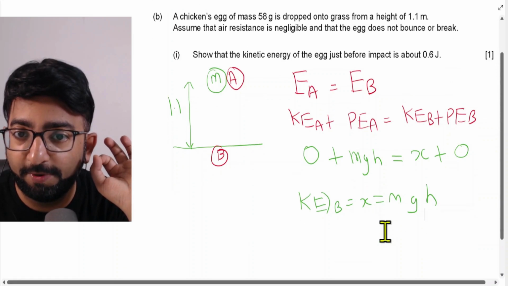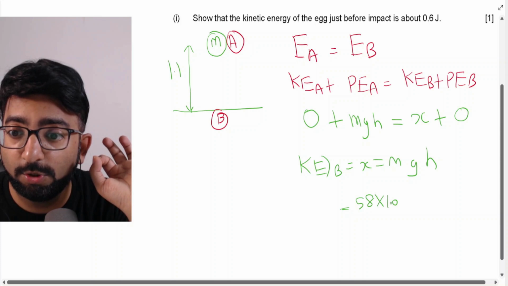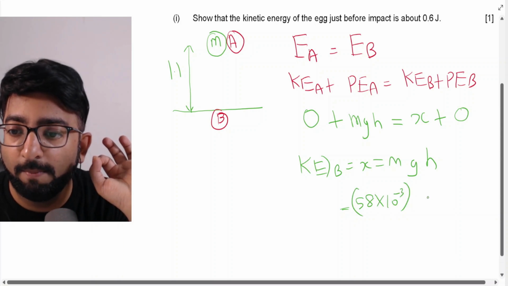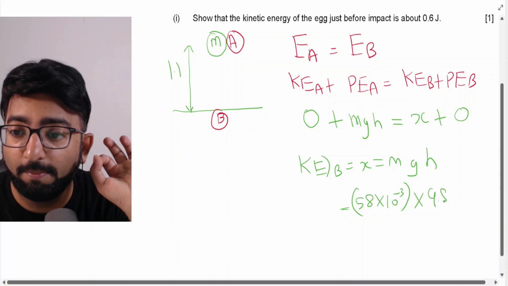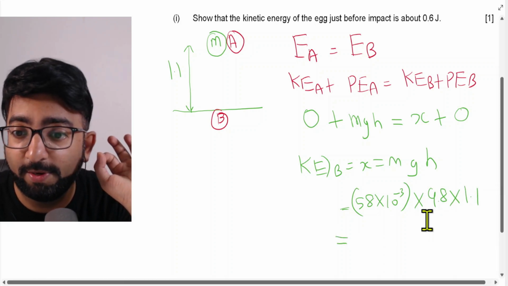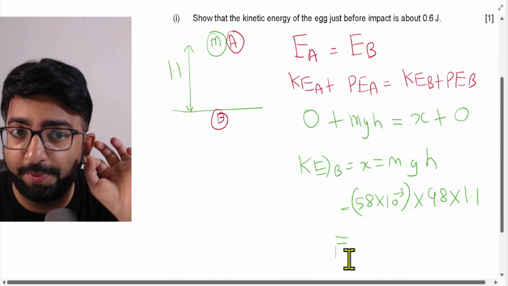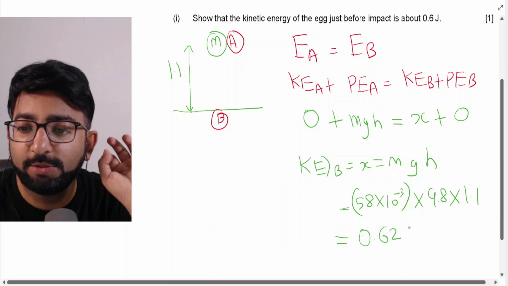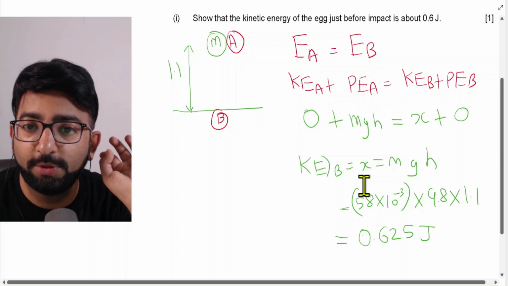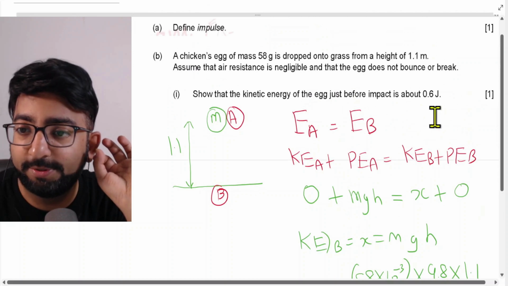What's the mass? 58 grams. So let's write it down: 58 times 10 to the power minus 3 in kilograms, multiplied by 9.8, multiplied by the height 1.1. If we simplify this, we get the kinetic energy just before the impact to be 0.625 joules, which is what the question wants us to find. So approximately the answer is 0.6 joules.